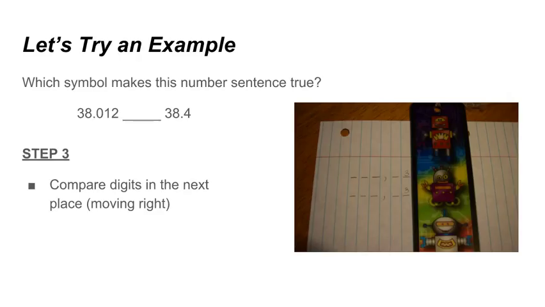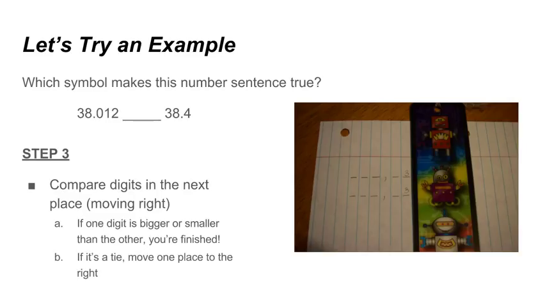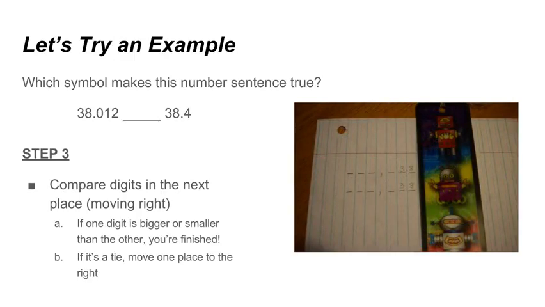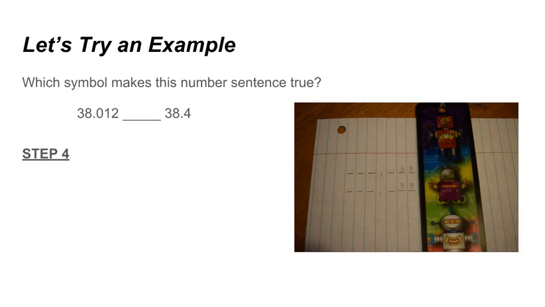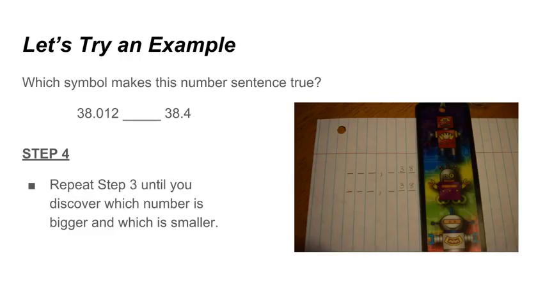Step 3. Compare the digits in the next place. Moving to the right, if one is bigger or smaller than the other, you're finished. If it's a tie, move one place to the right. So notice in my picture, I've bumped over to the ones place, and I have 8 ones in my top number and 8 ones in my bottom number, so it is still a tie. So let's move on. Step 4. Repeat step 3 until you discover which number is bigger and which number is smaller.